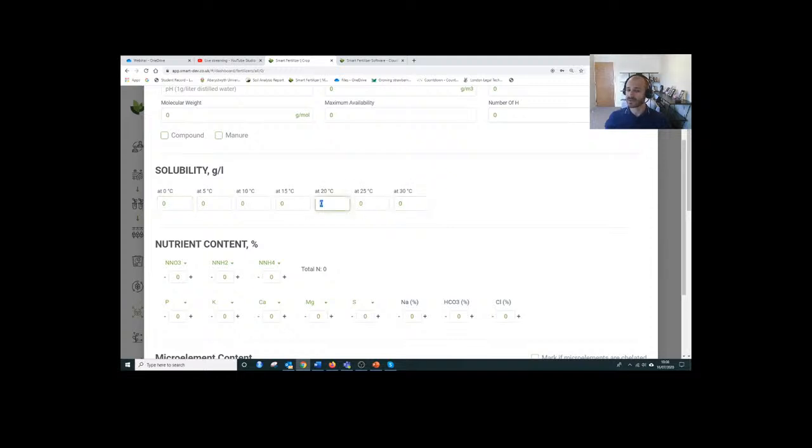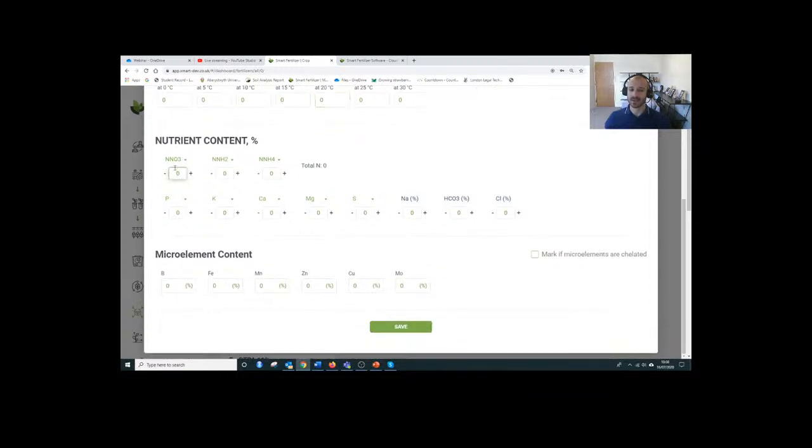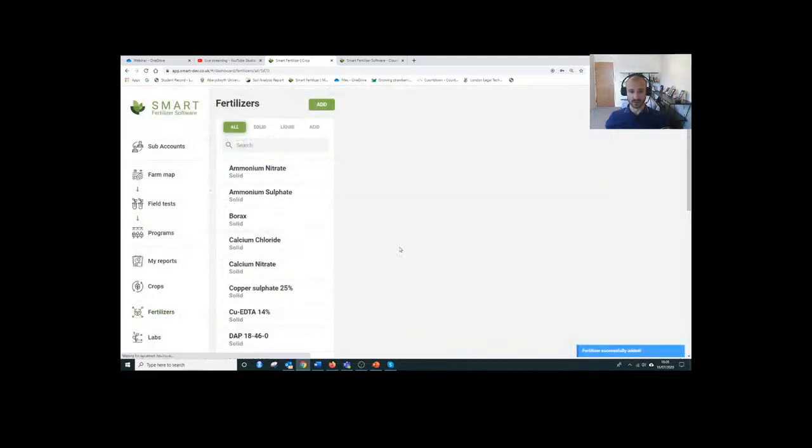The most common one is at 20 degrees, and then the nutrients. So how much nitrogen from nitrates, I don't know, 10%. How much ammonium, 15%. As you can see, 10 plus 15, 25, is automatically calculated, and you also put the percentages of the others. Or you can also put if it's chelated, and you put the amount of micronutrients as well. You click on save, and you have it.